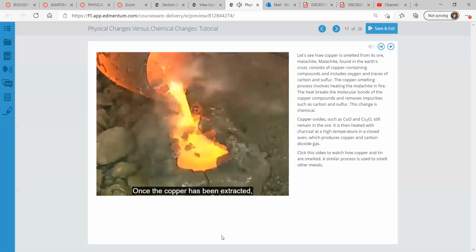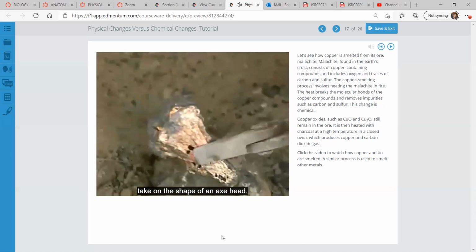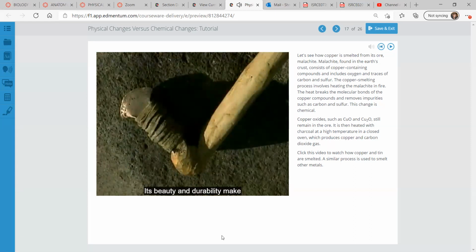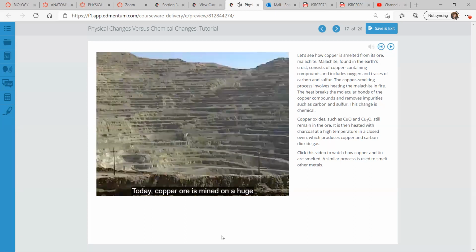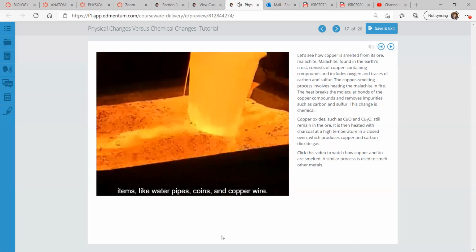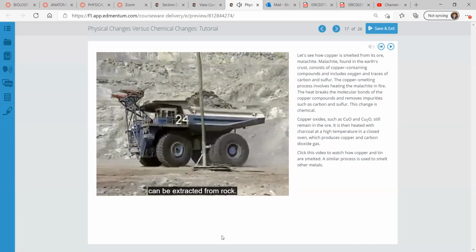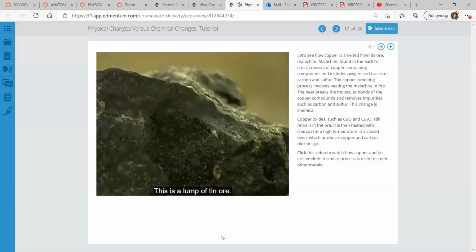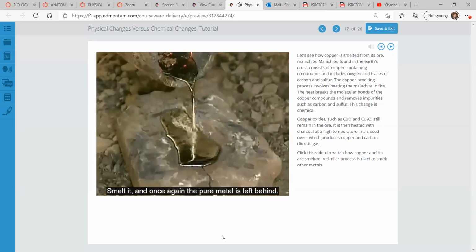Once the copper has been extracted, it can be poured into a stone mould. It quickly solidifies and begins to take on the shape of an axe head. Its beauty and durability make copper a highly prized element. Today, copper ore is mined on a huge scale and smelted in massive furnaces. Copper metal is used for all sorts of everyday items, like water pipes, coins and copper wire. Tin is another metal element which can be extracted from rock. This is a lump of tin ore. As well as tin, it contains oxygen. Smelted, and once again, the pure metal is left behind.